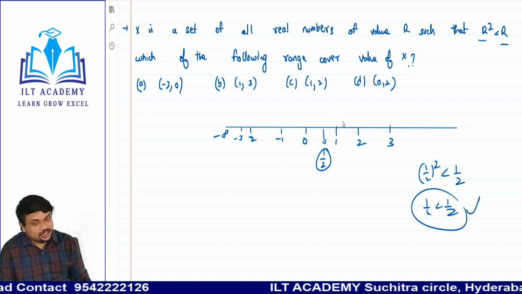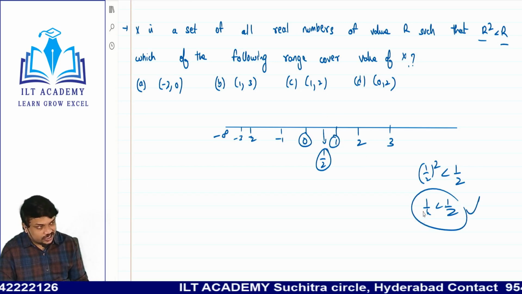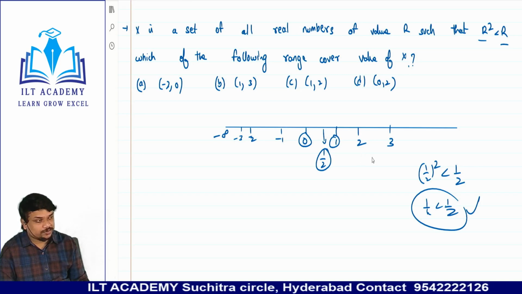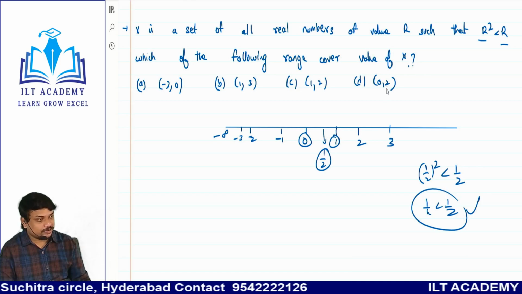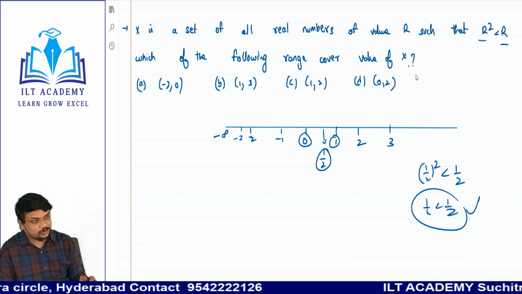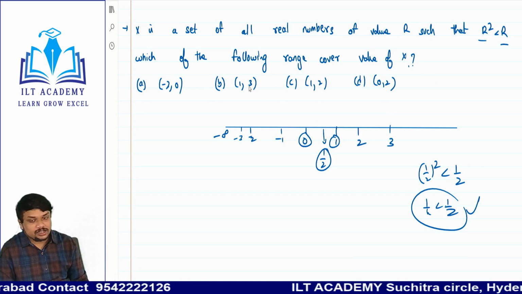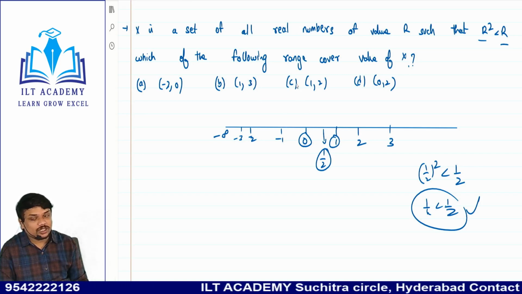It is satisfying. So whatever numbers lie between 0 and 1 will satisfy this. Clear? And between 1 and 2, if you take 3 by 4, so 3 by 4 squared is what? 9 by 16. Clear? So 9 by 16 is less than 3 by 4. So 0 to 2 is coming, let us assume that 1 comma 2 is also coming. 1 comma 3. See, 0 to 1 is lying.